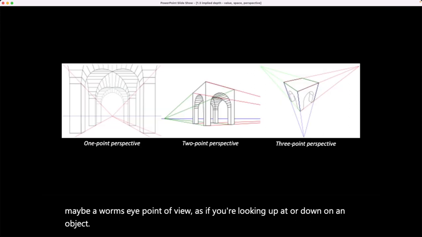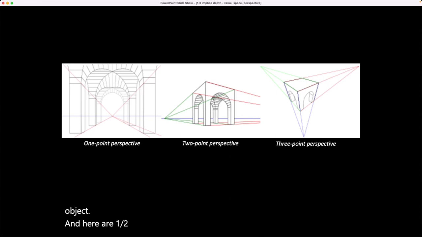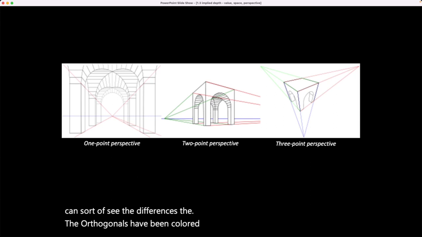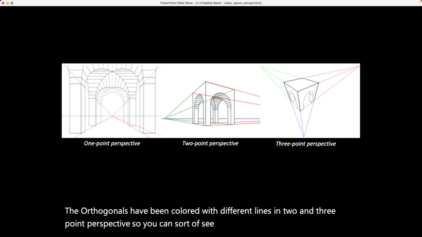And here are one, two, and three-point perspectives put side by side so that you can see the differences. The orthogonals have been colored with different lines in two and three-point perspective, so you can see how many sets there are.